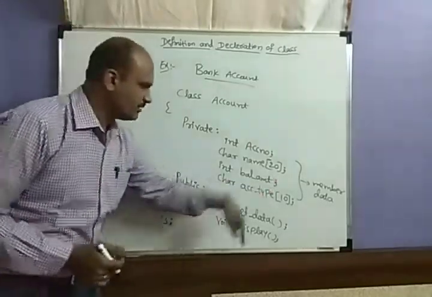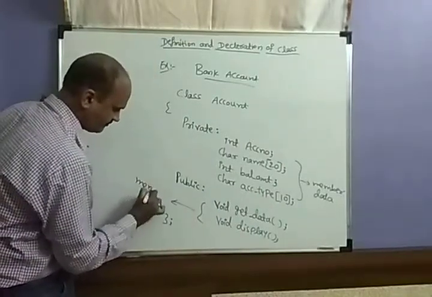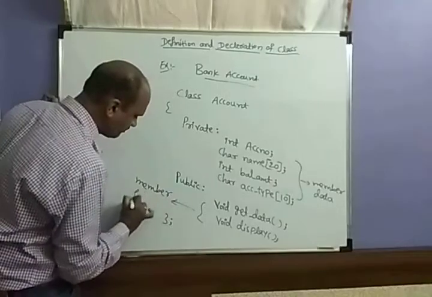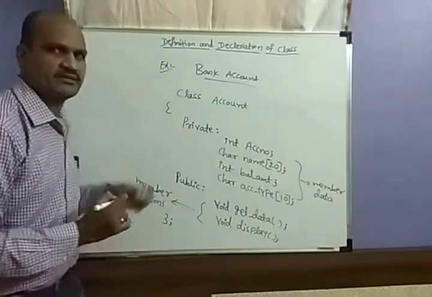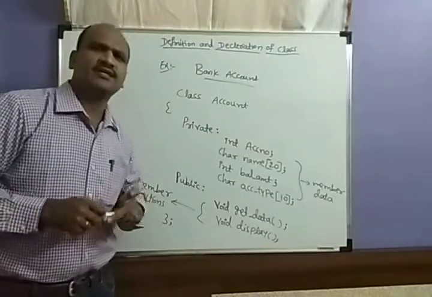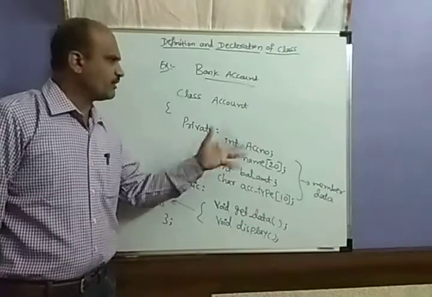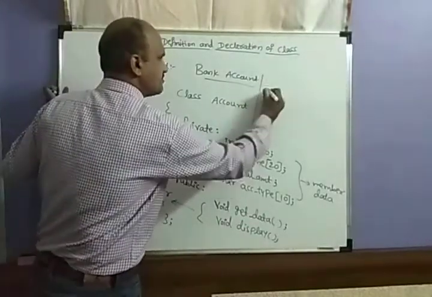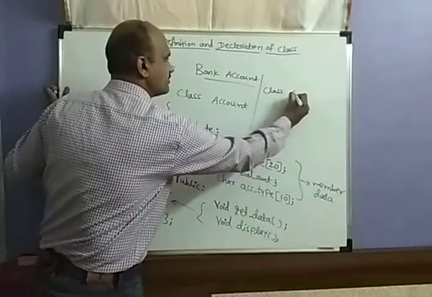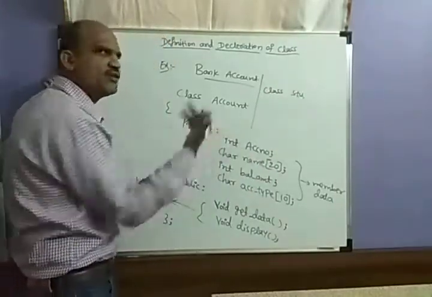Okay, these are the member data and these are the member functions. These are what? Member functions. This is a simple example. So like this, you can write any example. You can write employee, you can take student, okay, whatever. So if I take a student, for example, if I write class student, you can write student, you can write STU, it's user defined.